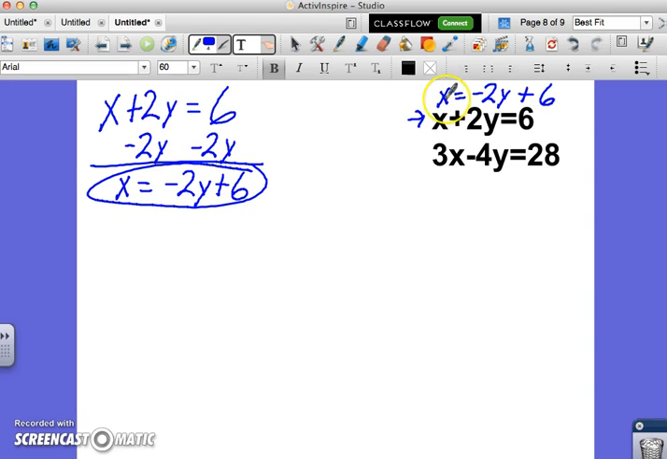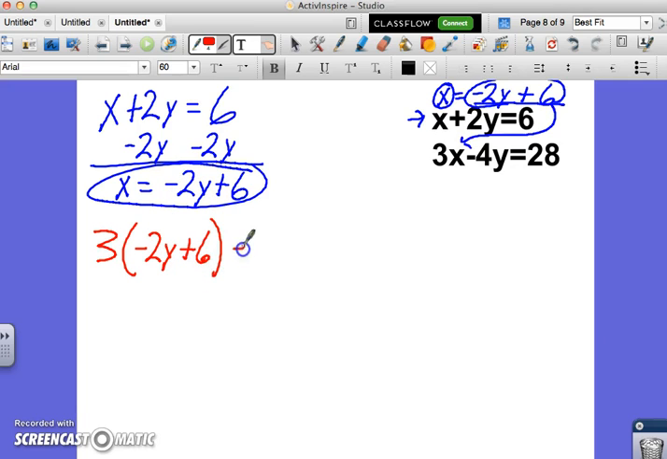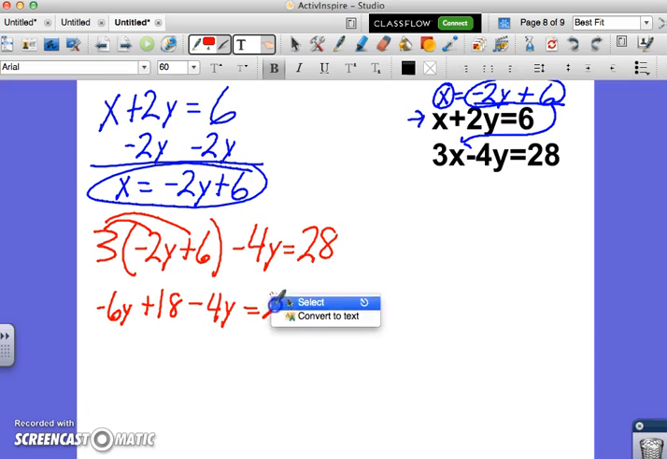I'm going to substitute this in right here, in place of x right down here. So I've got 3 times x. Well, x now is -2y plus 6, minus 4y equals 28. Okay, so a little distributive property here. 3 times -2y is -6y. 3 times 6 is plus 18, minus 4y equals 28.